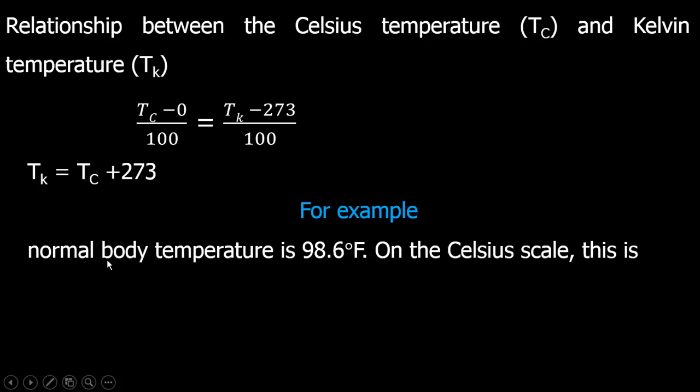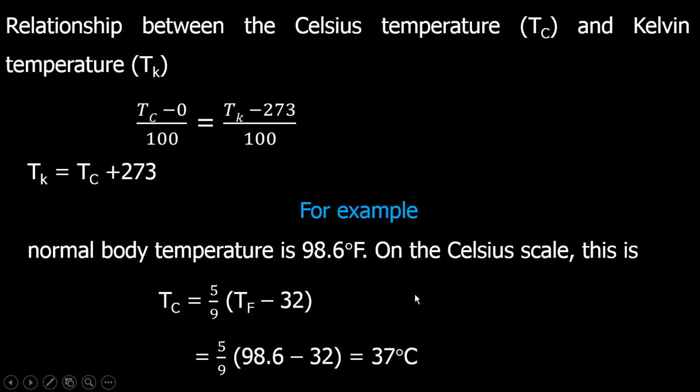What is 98.6 degrees Fahrenheit on the Celsius scale? In terms of TC equals TF, TC equals 5/9 (TF minus 32). With TF equal to 98.6, minus 32, times 5/9, we get 37 degrees Celsius.